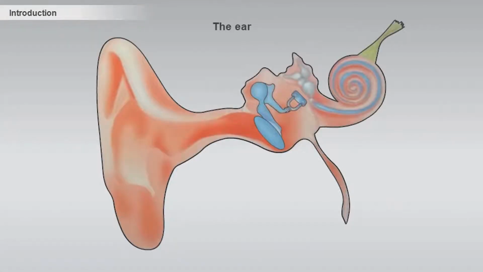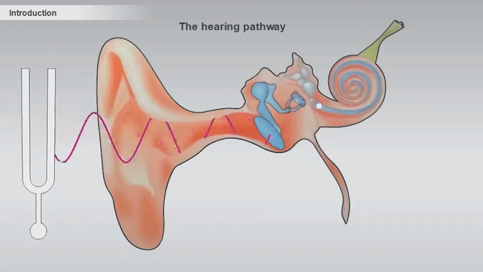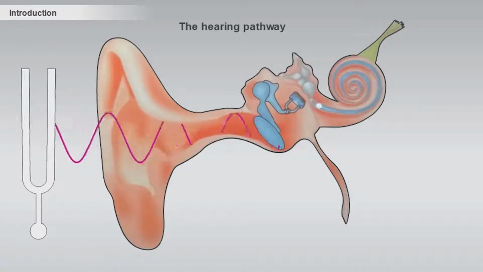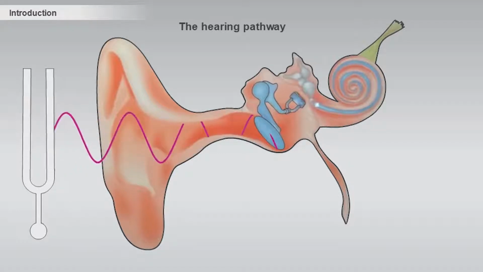This course will take you on a tour through the ear. The course will describe physiological characteristics and explain how the ear transmits sounds from the environment to the brain. The hearing pathway transforms vibrations of air molecules into a perception of sound in the brain. The pathway begins with the ear.